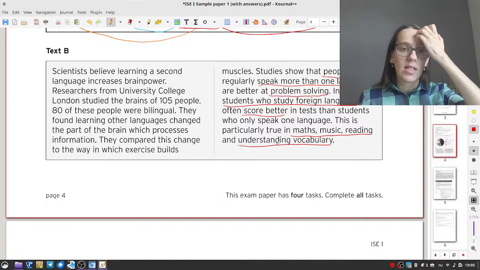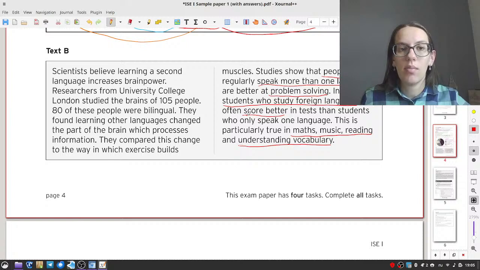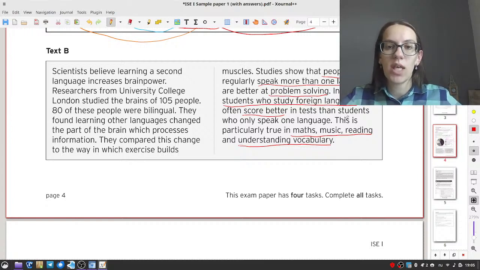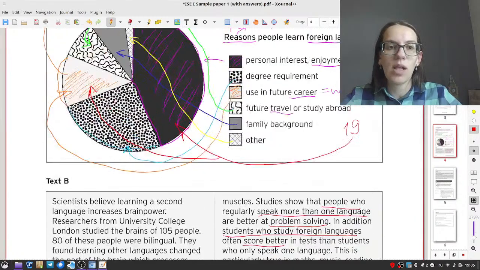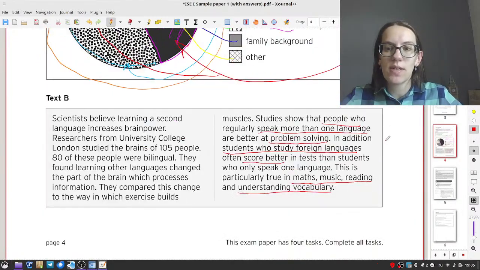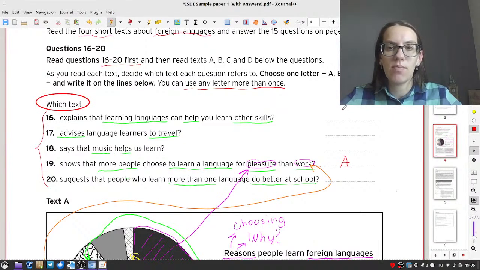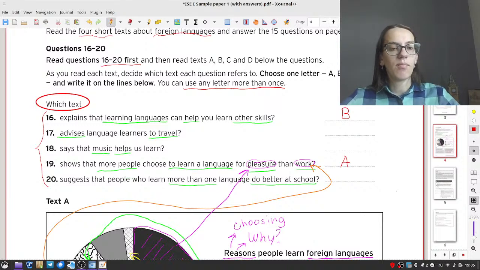So it means that, yes, can we say that learning languages helps us with other skills? Yes. From this text, we can say that learning languages helps us to develop other skills as well. So for question 16, yes, we can say that this is B, text B. Okay.